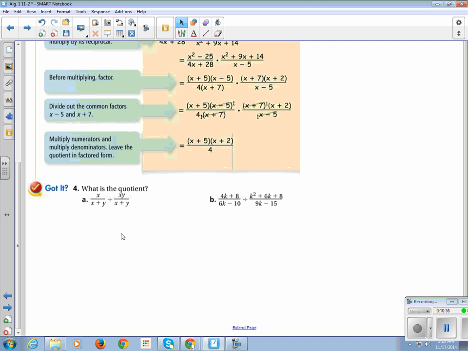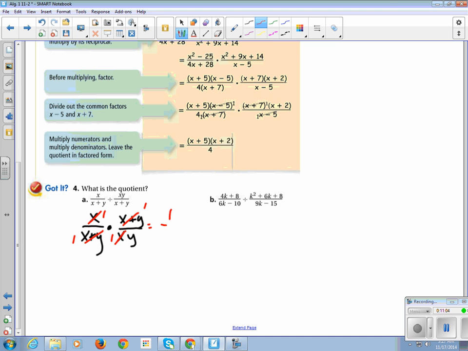So let's try that with a couple of these problems. Our first one, we're going to rewrite the first item. We're going to write multiply instead of divide, and we're going to go reciprocal. My x plus y divided by x plus y is going to give me a 1, and my 1x here divided by my 1x here is going to also give me a 1. So I will end up with 1 over 1.